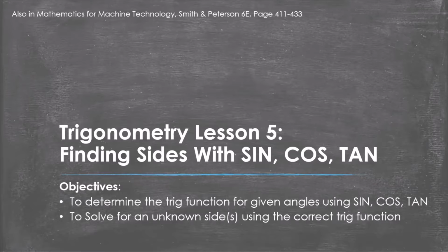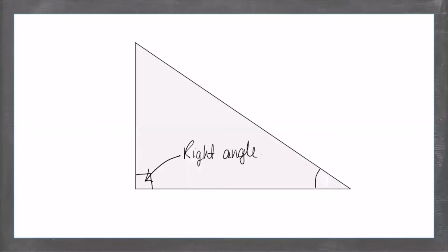You will find this section in the Mathematics for Machine Technology textbook in pages 411 to 433. It has been condensed for the purpose of this lesson, and you are not required to have the textbook at home. There is sufficient material posted.